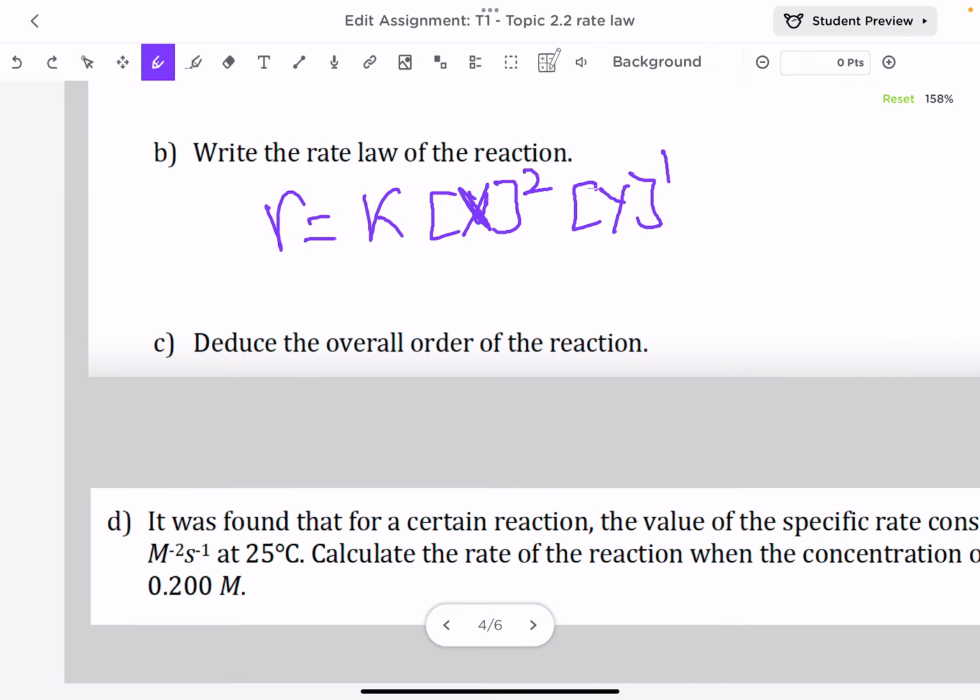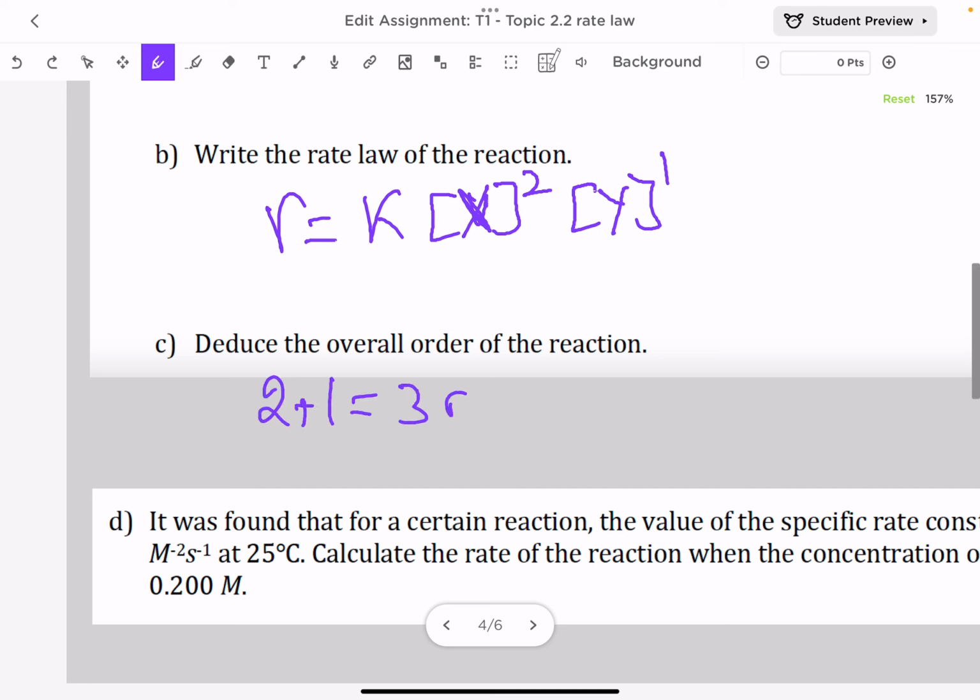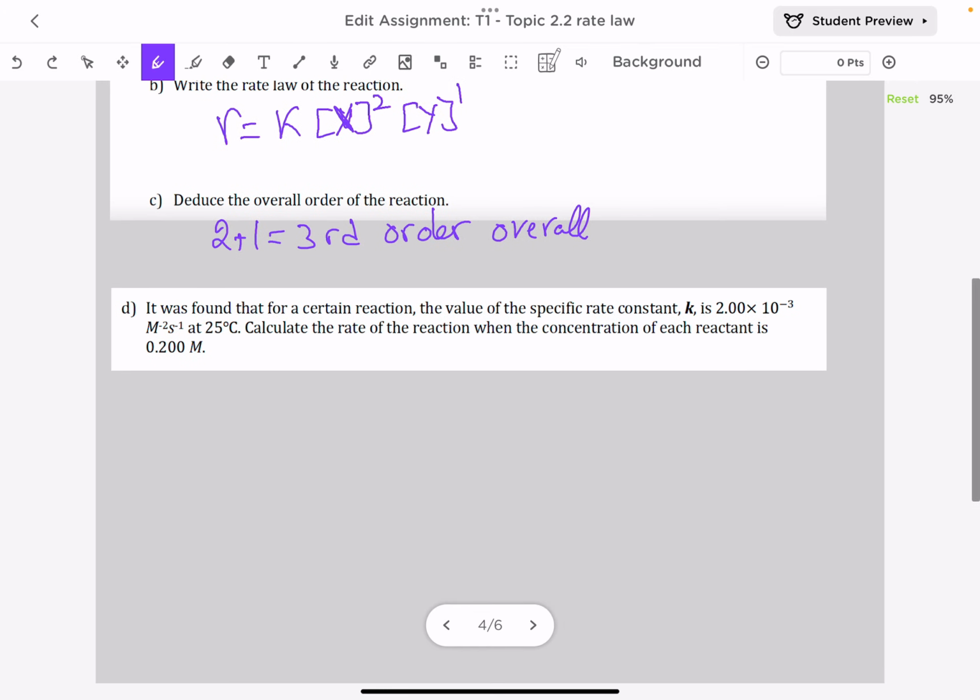Deduce the overall order of the reaction. 2 plus 1 is 3. Third order overall. Now sometimes they might ask you questions to substitute and find the rate of the reaction, find either R or K. So it was found that for a certain reaction, the value of the specific rate constant K is 2 times 10 to the power negative 3 M^-2 s^-1. From the unit, I can understand that this reaction is third order.